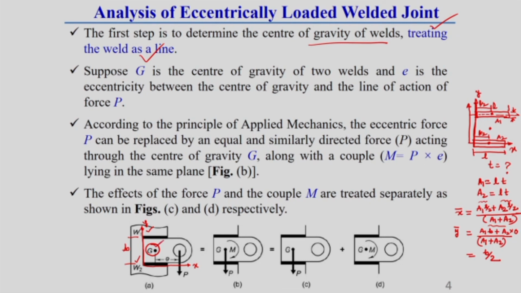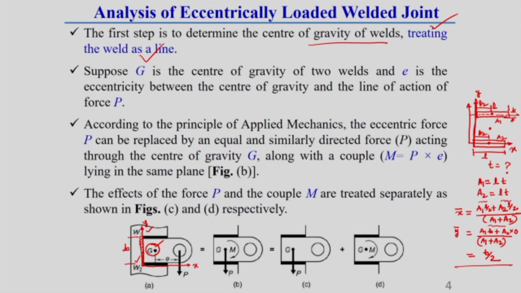Now, if instead of two welds there is some other weld, let us say another weld is also there, in that case also we can easily find out G. So, first and foremost thing is to find out the CG of all welds. This step you should keep in mind. How to find the CG of all welds? This I have already shown. You need not find the CG of the plate. You have to find the CG of all welds.